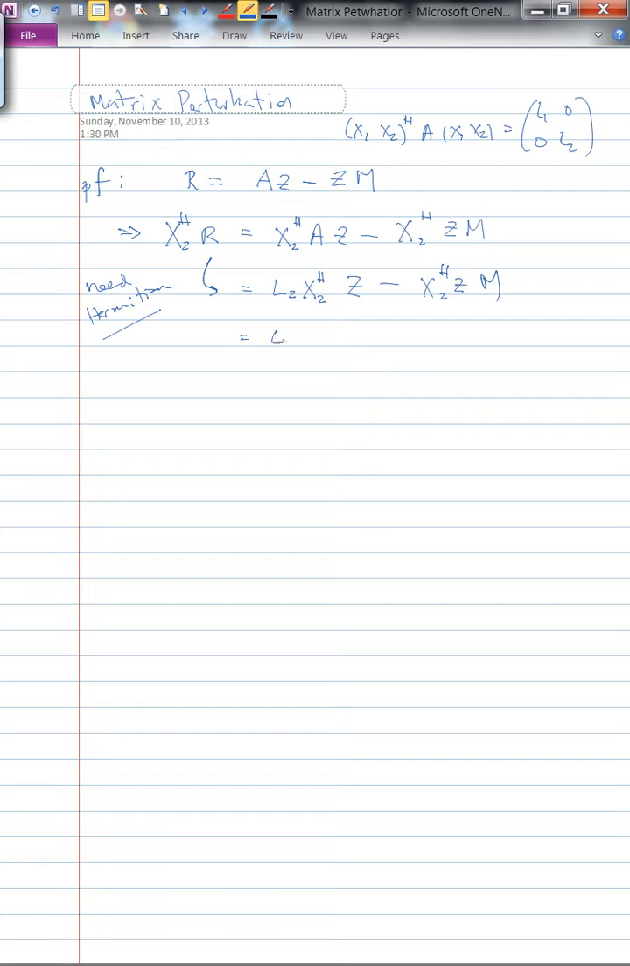So what do we have here? This is equal to L2 times x2 Z minus x2 Z M. So in other words, this is just my T operator defined on matrices L2 and M on the matrix x2 Z. Okay, so this is something that we have that's going to help us control R.